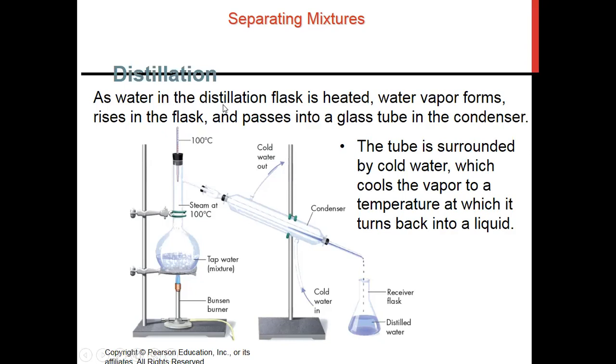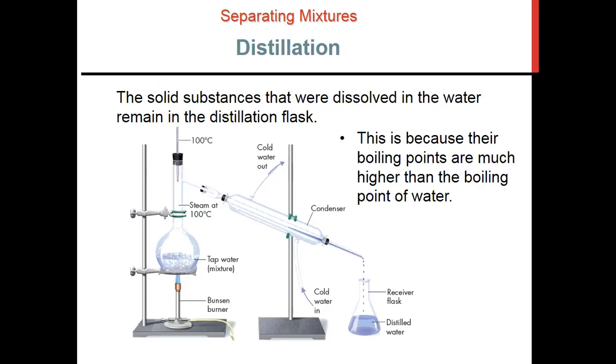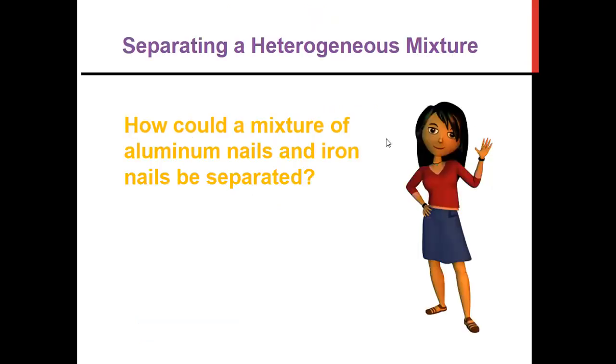The water in the distillation flask is heated. Water vapor forms, rises in the flask, and passes into a glass tube in the condenser. The tube is surrounded by cold water, which cools the vapor to a temperature at which it turns back into a liquid. The liquid water is collected in a second flask. The solid substances that were dissolved in water remain in the distillation flask. This is because their boiling points are much higher than the boiling point of water.